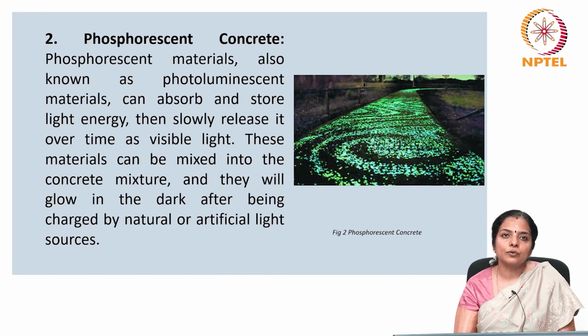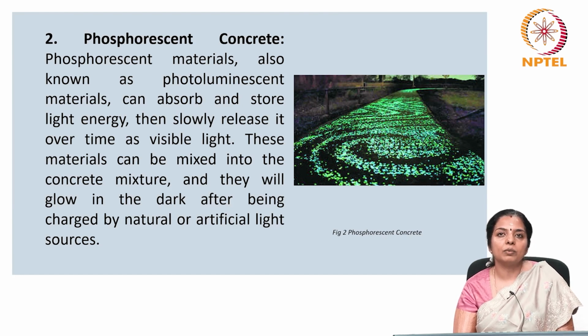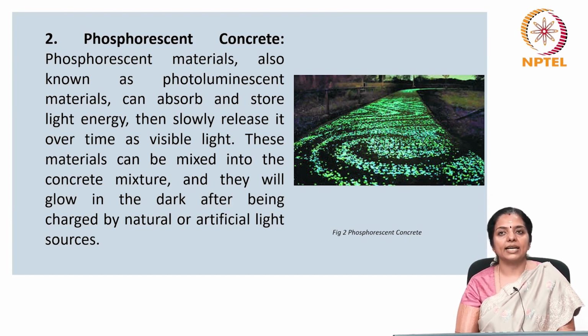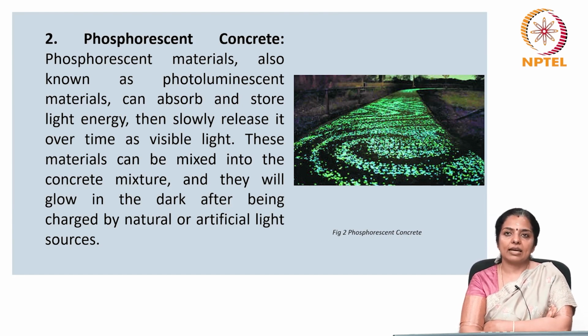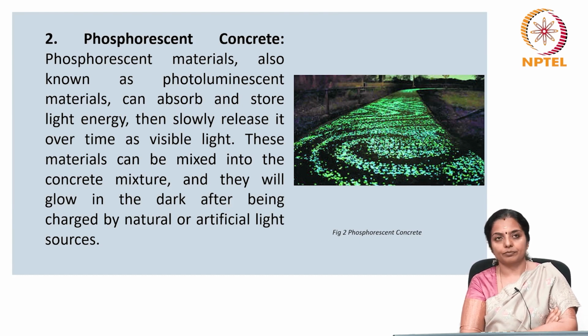Second is phosphorescent concrete. Phosphorescent materials, also known as photoluminescent materials, can absorb and store light energy. Then slowly they release it over time as visible light. These materials can be mixed into the concrete mixture and they will glow in the dark after being charged by natural or artificial light sources.